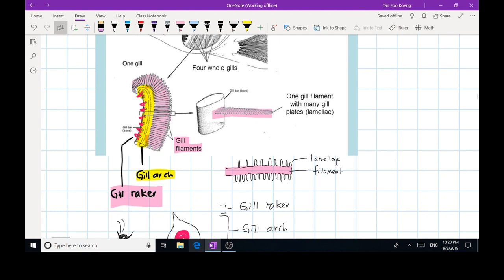Now, what is the use of lamellae? It is just like the villi in our small intestine. The function is to further increase the total surface area of the respiratory surfaces, so that gaseous exchange can occur quickly.